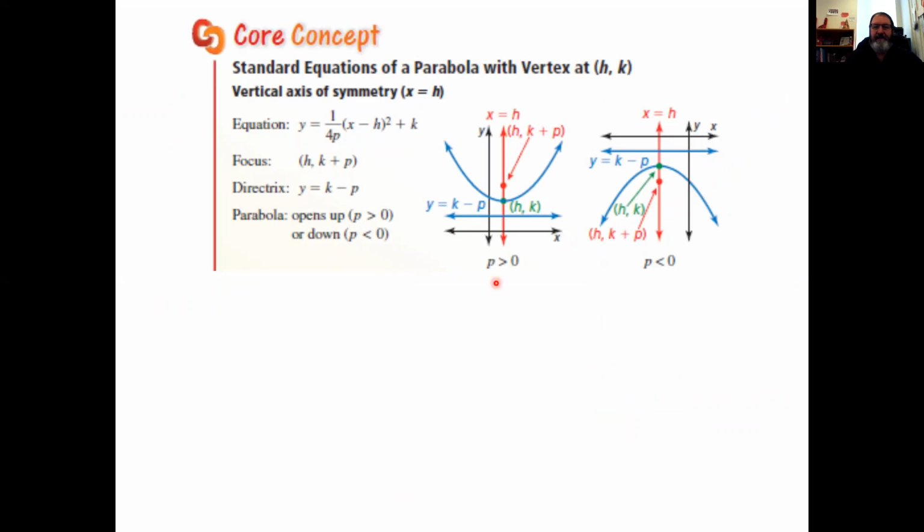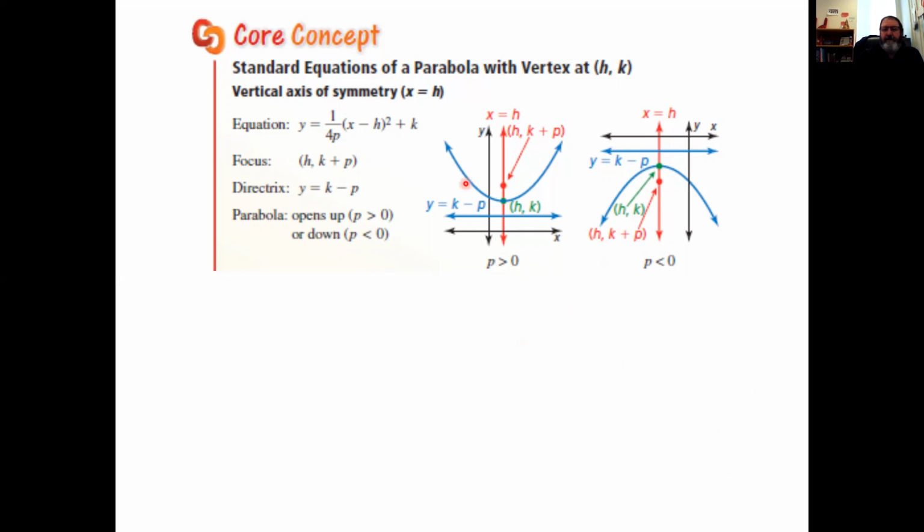Okay, so back to our core concept. Now that we know where the value of p comes from, we recognize that if I know the distance between the vertex and the focus, or the distance between the vertex and the directrix, I will know the value of p. I can substitute that number in, and then use this calculation, 1/4p, which is equal to a. And then I have my a value for the equation. So that's something you want to jot down in your notes: a is equal to 1/4p. Very important.